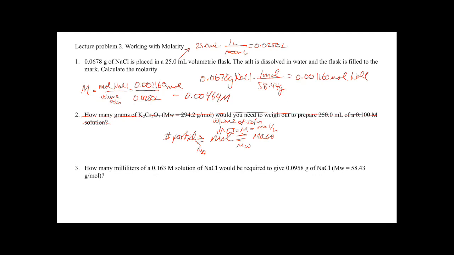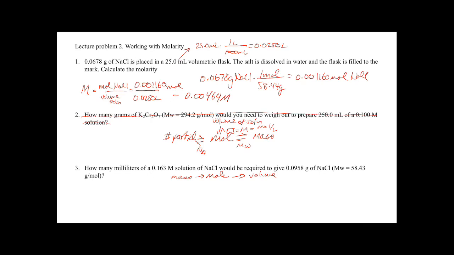So let's look at the third one. In this case, it says how many milliliters of a 0.163 molar solution of NaCl would be required to give 0.0958 grams of NaCl, and I give the molecular weight of 58.43 grams. So in this case, what we're doing is following our little diagram here. They give us a mass of NaCl, and we're going to go from mass to moles. And then using the moles, we're going to figure out the volume. So it's going to be a 3-stepper.